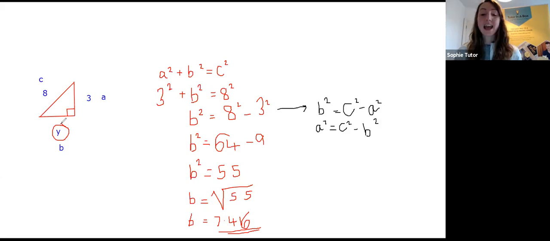It's about remembering the two key facts. One, Pythagoras only works on a right-angled triangle. And two, it's only working out the side lengths. If there's any angles involved, so they tell you one of the angles is 32 degrees or one of the angles is 64 degrees, that's no longer Pythagoras, and it's likely trigonometry.